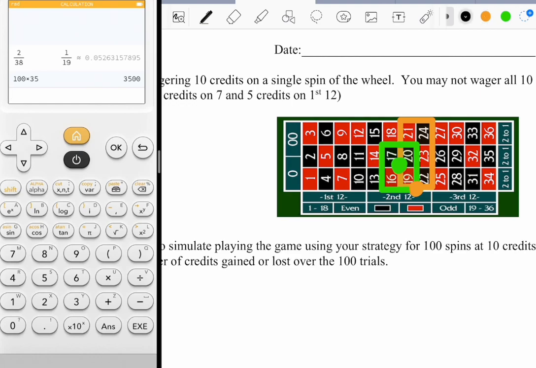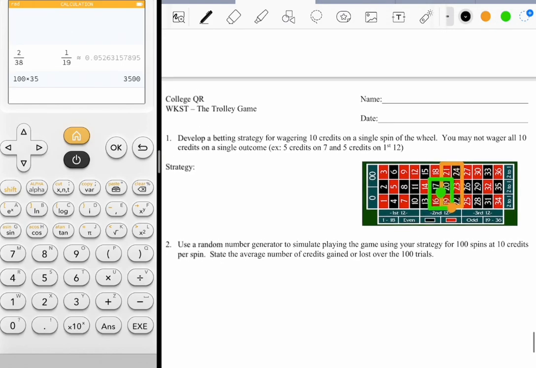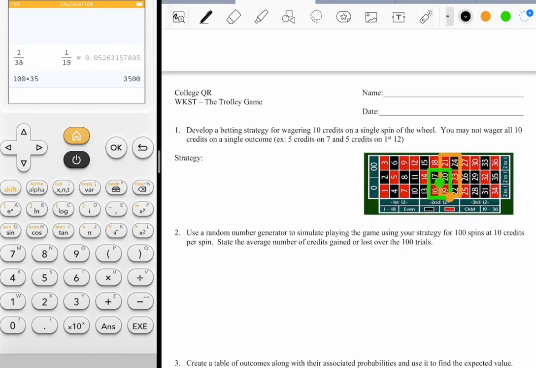I'll do 5 and 5. $5 down, or 5 credits down, on the corner 16, 17, 19, and 20. Let me thin out my pen. Go 0.75, that ought to do it. I'm going to do $5, and I'm just going to say dollars from now on, it's easier, on the corner, and that's again 16, 17, 19, and 20.